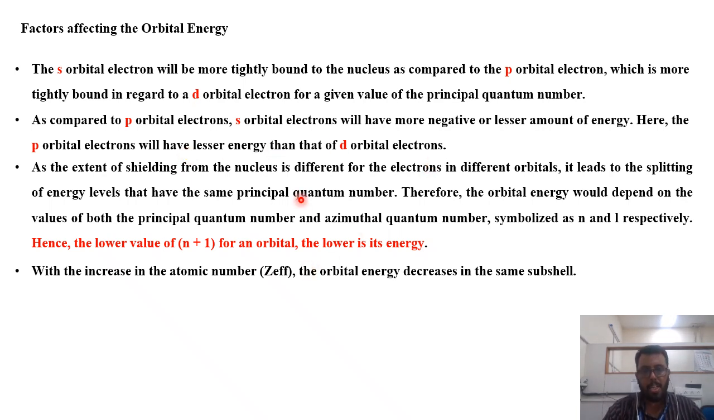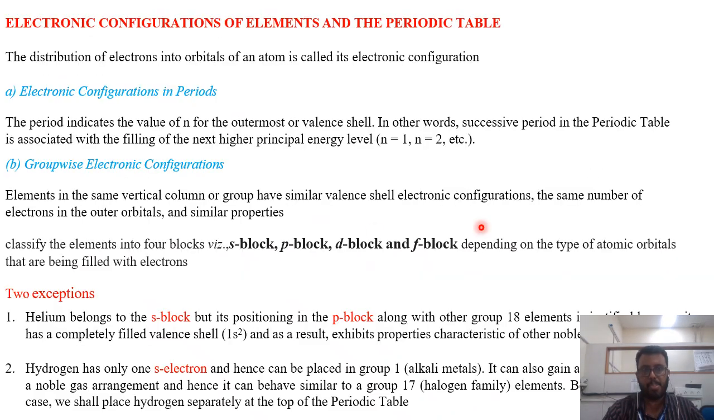Okay, extent of shielding from the nucleus is different for the electrons in different orbitals. It leads to splitting of energy levels that have the same principal quantum number. And orbital energy can also depend on the values of the principal quantum number as well as the azimuthal quantum number, which are symbolized as n and l. So the lower the n plus l value for an orbital, the lower its energy. So when this value is lower, the orbital energy will be lower. With an increase in the atomic number, the orbital energy decreases in the same subshell.